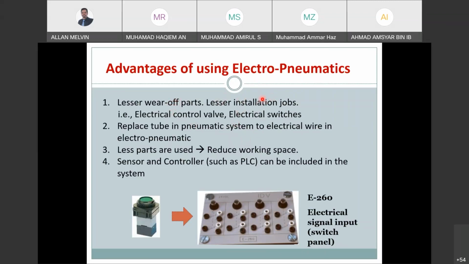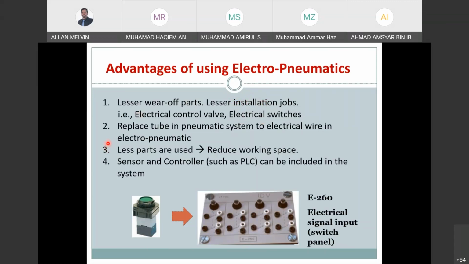The lesser installation job, especially with the electrical control valve, electrical switches, is already available like in a panel. Okay, so in one panel you already have four switches available. So you don't need to go and find them one by one for you to control. Okay. So there's one thing, you have a very systematic, a more systematic system.